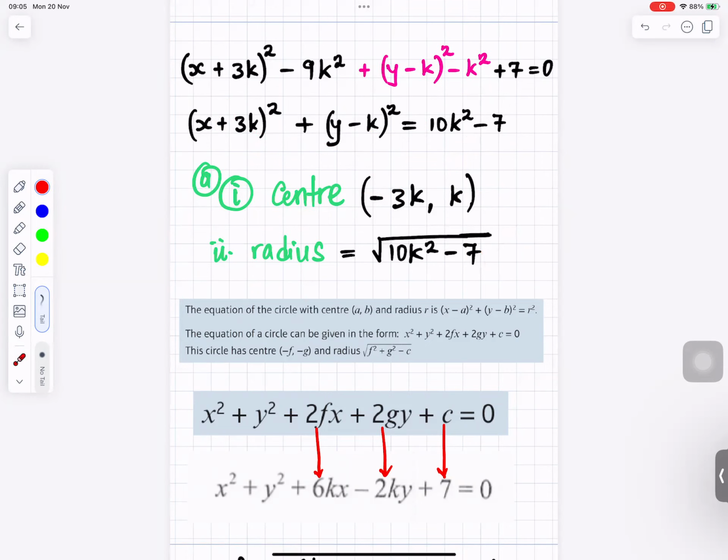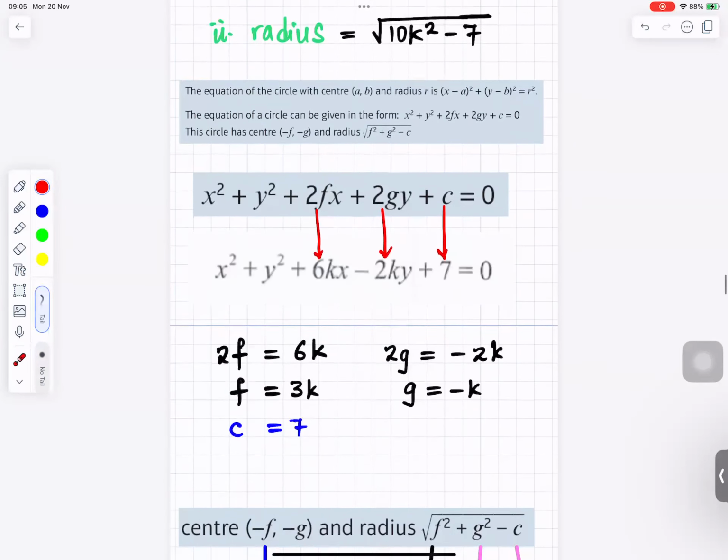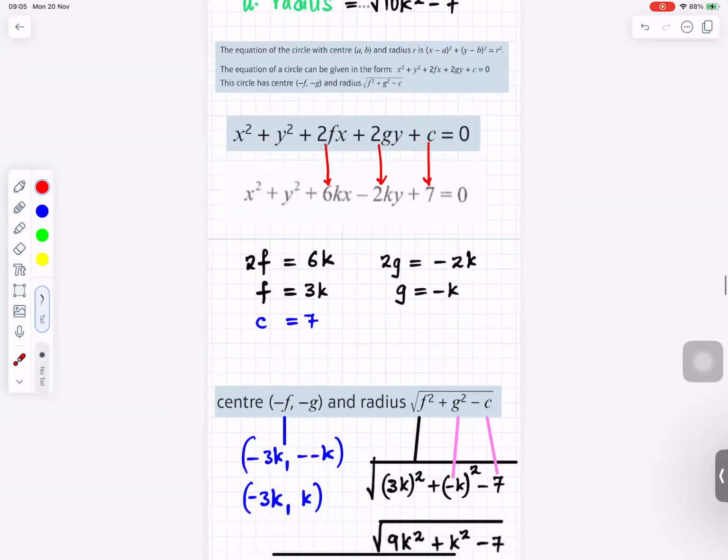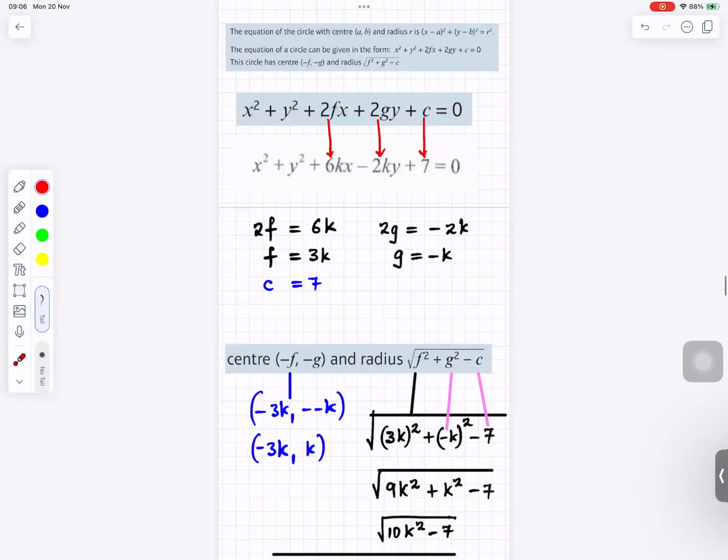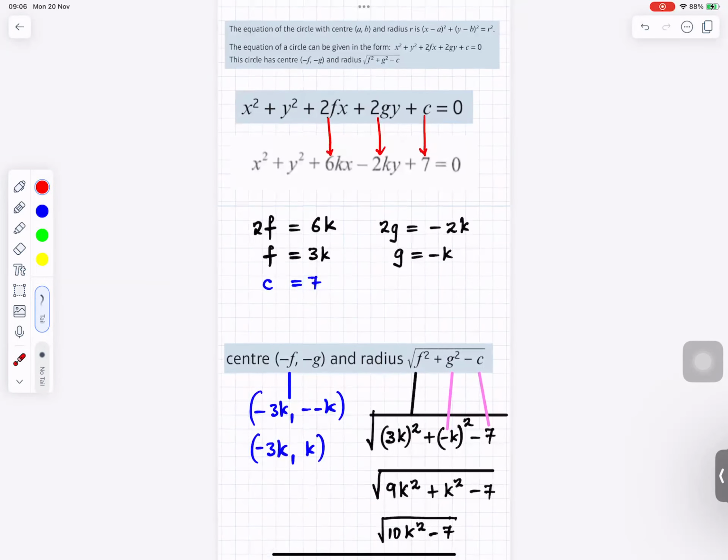Another way to do it, but this one is only for few people who really can memorize formulae. I hardly mark exams where students do it this way. But if you do it, congratulations. You write this formula down. You match them. X squared, y squared, plus plus. 2f has to be equal to 6k, because you're matching them.